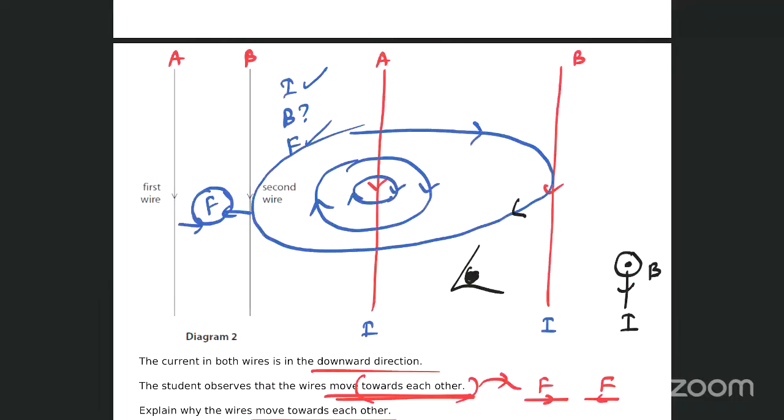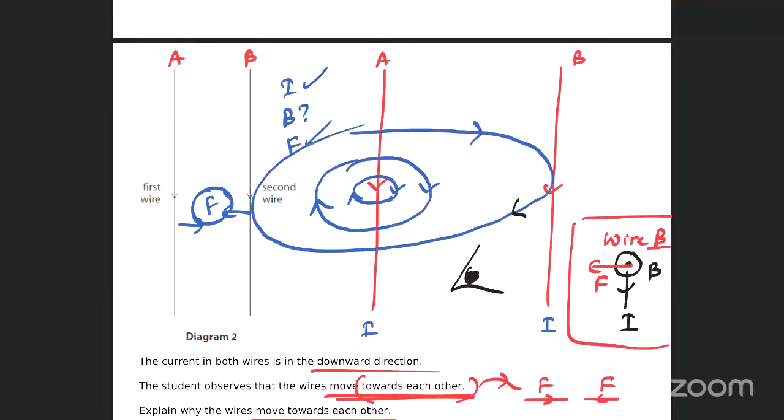Now use Fleming's left-hand rule on wire B. FBI, so the index finger will be pointing towards you. The current will be downwards. So eventually there will be a force on the left-hand side. So this is for wire B.